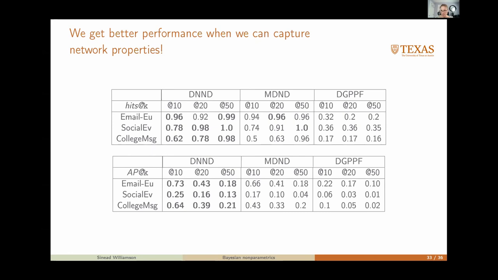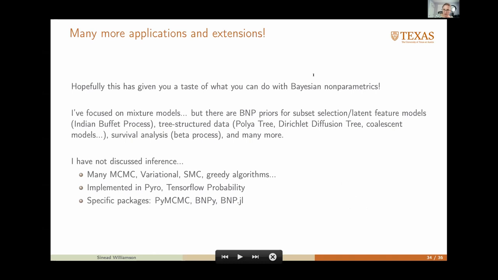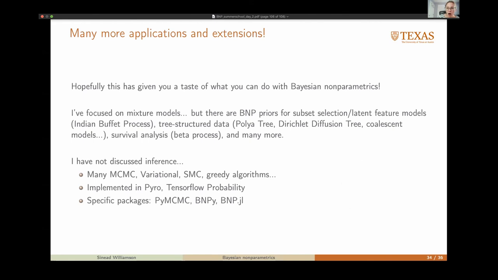Okay, so I've been asked to leave some time at the end for discussion. So I hope that this has given you a taste of both what Bayesian nonparametrics is, this idea of using infinite dimensional objects to construct distributions, and also a bit of an idea of how we can actually use that in practice, how we can match that infinite dimensional structure to real world examples. Now, I've focused on things that are based around the Dirichlet process. That's the fundamental Bayesian nonparametric model.